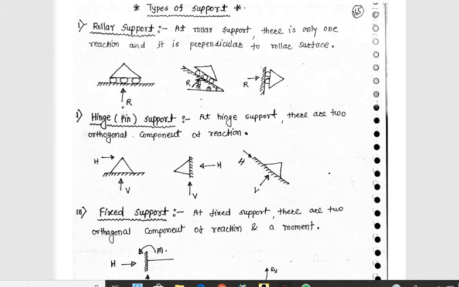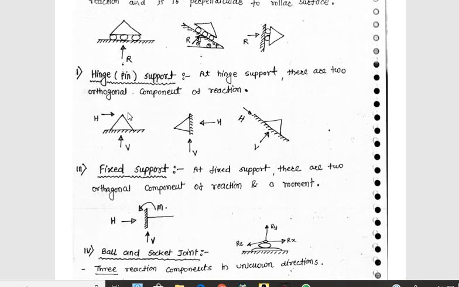Sometimes an inclined roller comes. Remember only one thing: you place the roller any way, like this or like this, there is only one reaction, which is perpendicular to the surface. That thing you have to keep in mind. Roller support: only a single reaction, perpendicular to the plane of the roller.